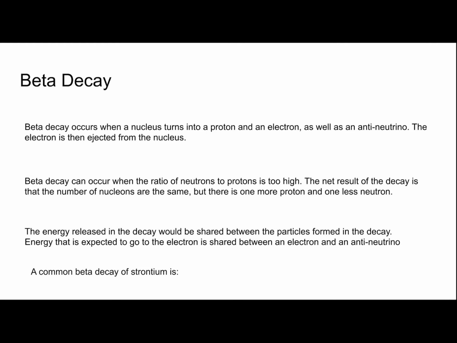A common example of beta decay is the beta decay of strontium, where strontium decays into yttrium. One electron is ejected, as well as the antineutrino.